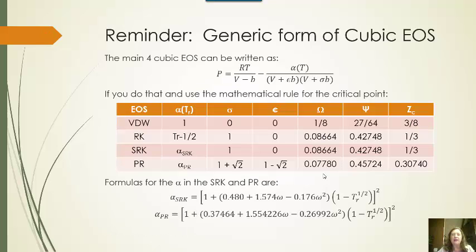So let's look at the generic cubic equations of state. We saw these slides earlier in the course. Again, the main cubic equations of state can be written in this form. And these were the ways that the various constants were defined for that. And alpha for the SRK or the Peng-Robinson equation are defined here in terms of the acentric factor omega and the reduced temperature TR.